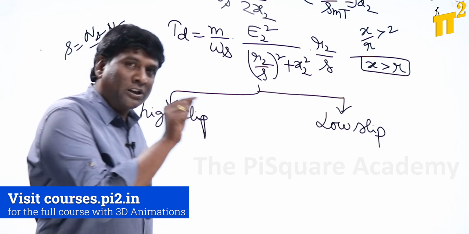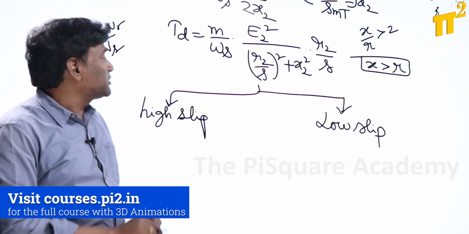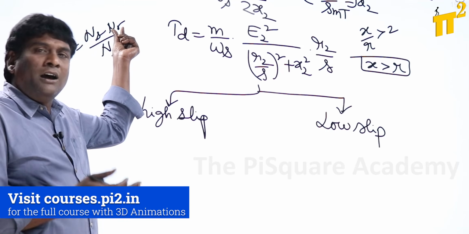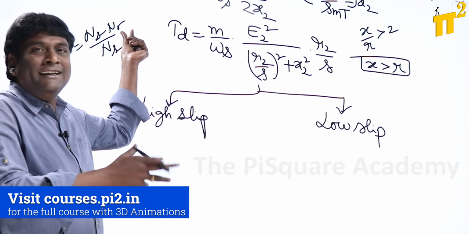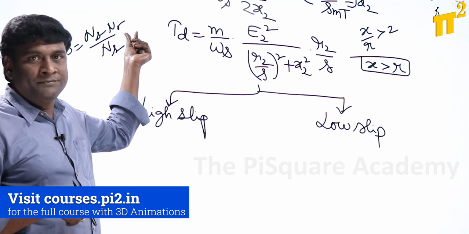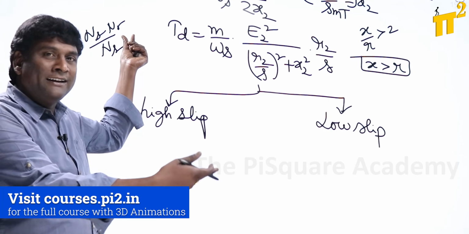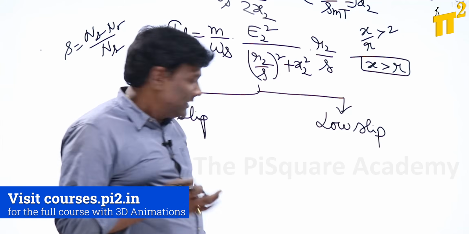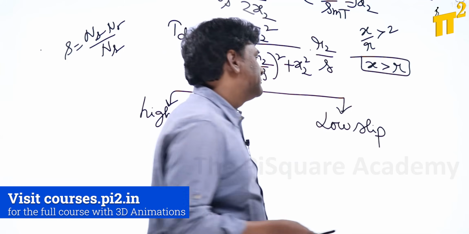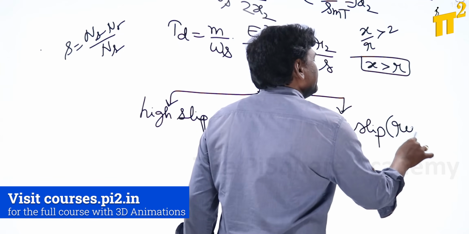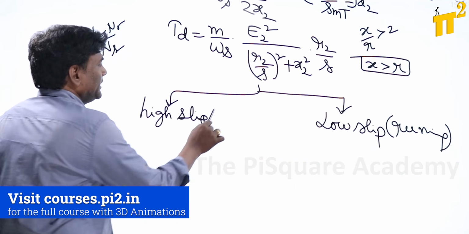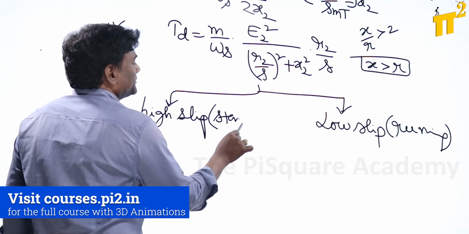So for an induction motor, there are two conditions. One is just when you start the induction motor. When you start it, my rotor speed is going to be almost 0, or at starting it will be 0. In starting conditions it will be much less. And once it goes to running condition, Ns minus Nr is going to be much less. So the low slip region is going to be running conditions, and the high slip region is going to be starting conditions.